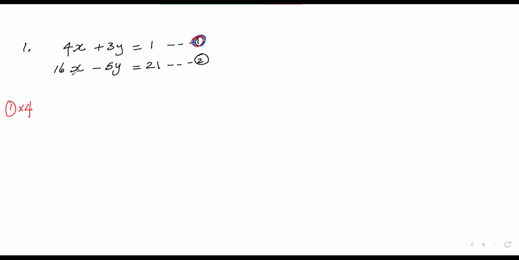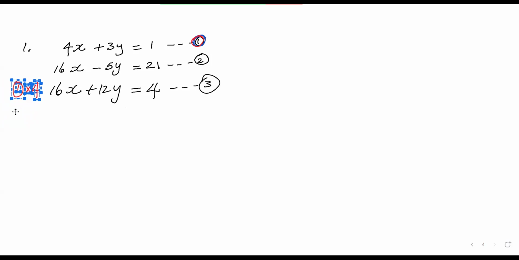So 4 times 4, 16x. 3 times 4, 12y. 1 times 4, 4. So we call this equation 3 because this is the equation that we multiplied by 4. So let me just carry this a little higher up and closer. Right, so this describes what we did. So equation 1 multiplied by 4. Cool.